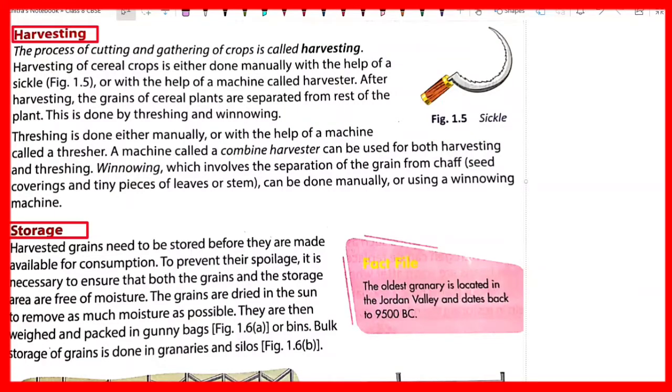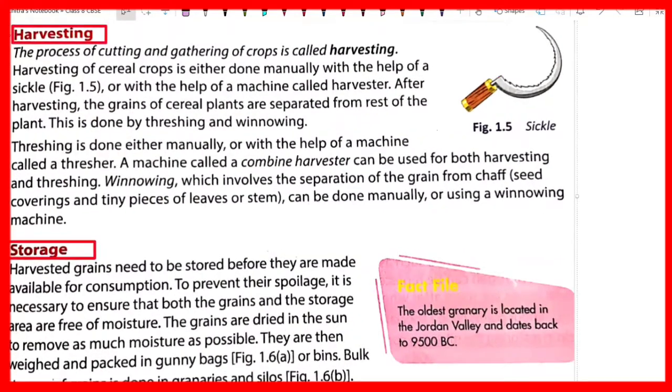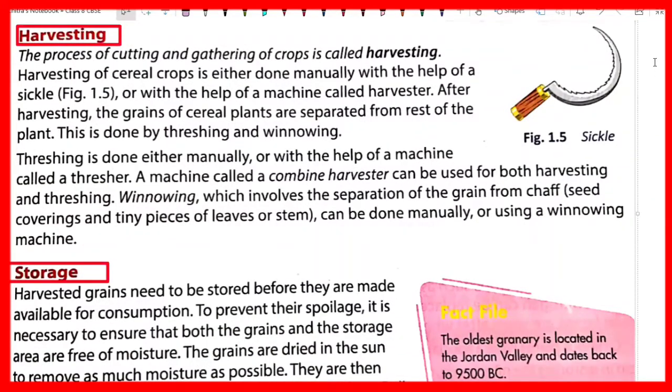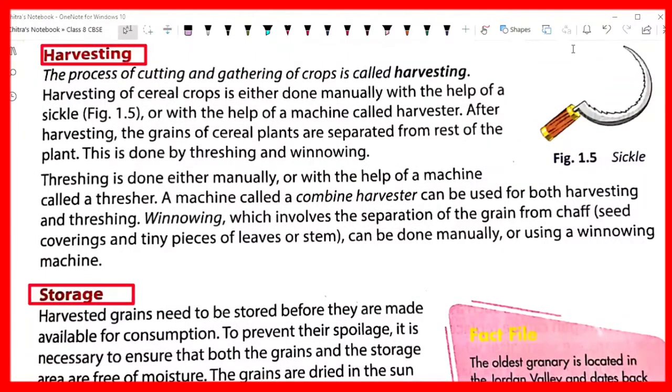So first we will cover the harvesting, which is an important step for the crop production. So I hope, am I audible to all, clearly, everyone? Am I audible, everyone? Am I audible? Yes, sir. Okay.